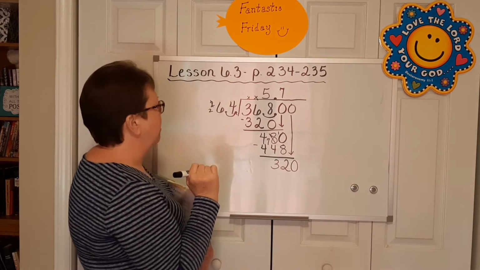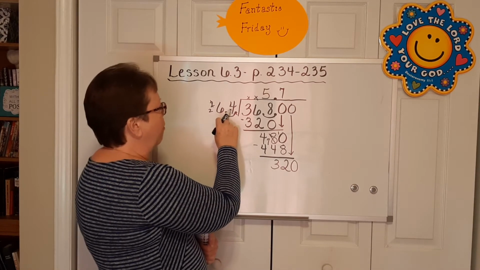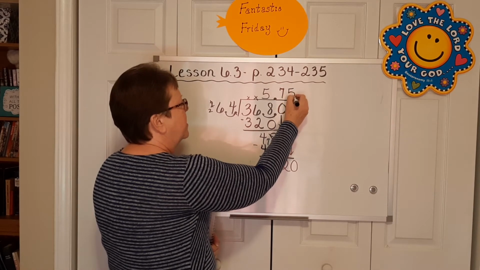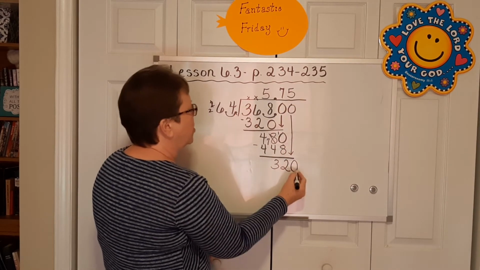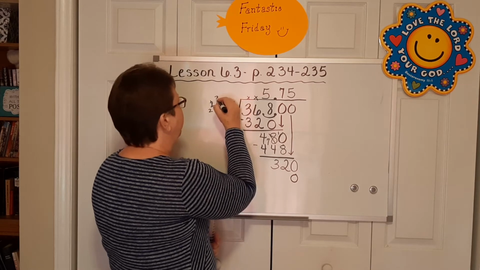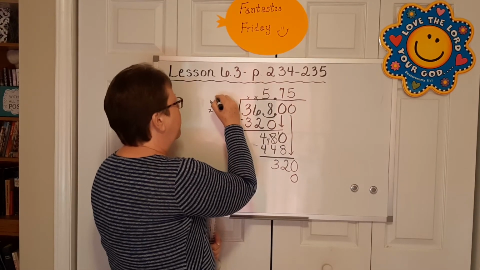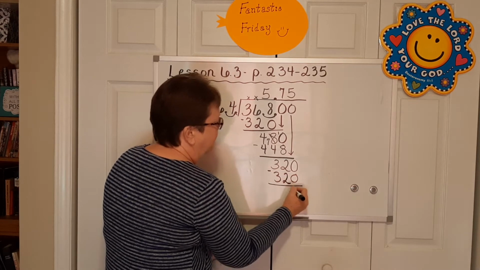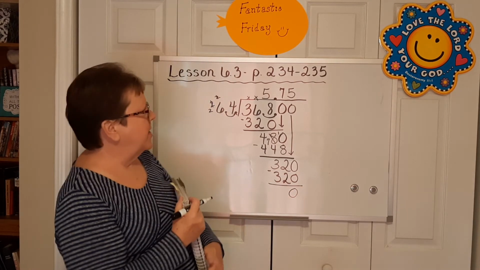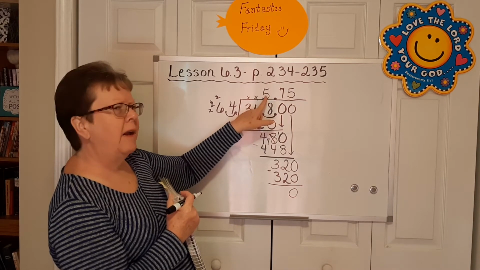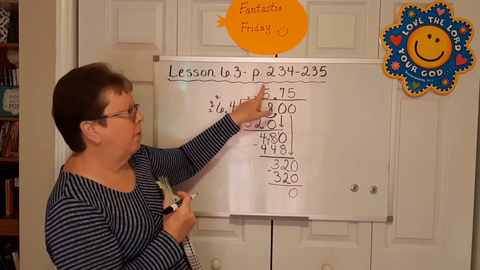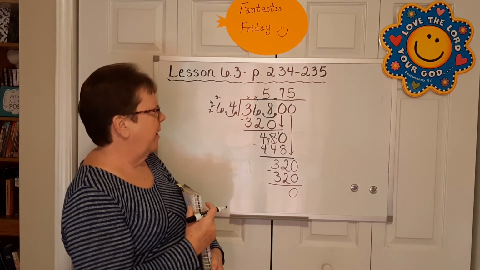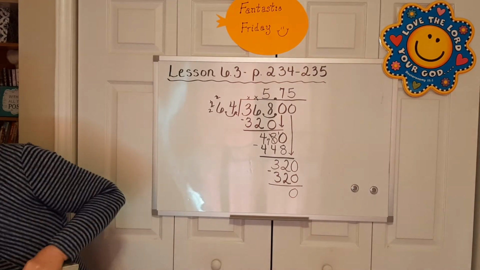Okay. All right, so 64 can go into 320 5 times. Now we'll multiply. 5 times 4 is 20. 0, carry our 2. 6 times 5 is 30, plus 2 is 32. Now when we subtract, it comes out even. So that's our answer, 5.75. Saying that according to decimal place value, 5 and 75/100.